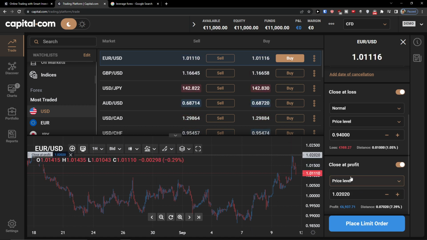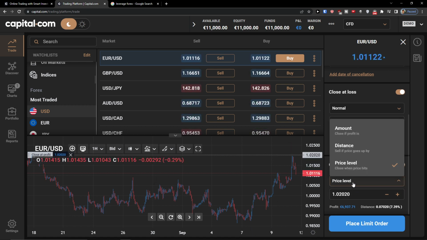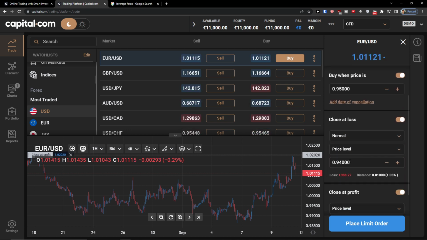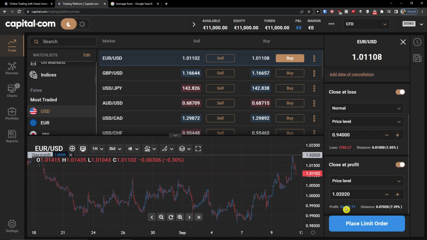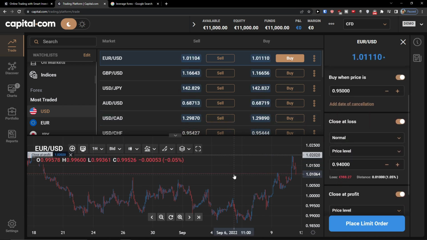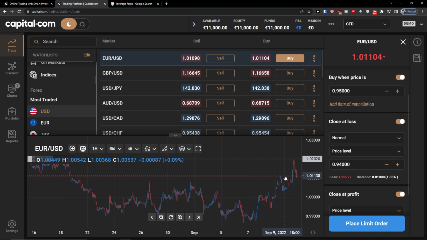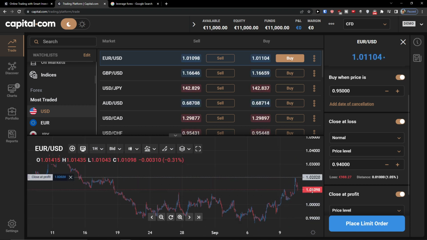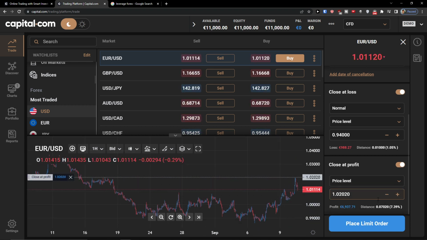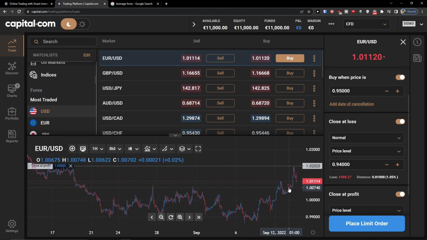And then close at profit. So you can come here to the price level and find that, okay, we want to sell it right here, and we would have profit 6,000, like nearly 7,000 euro. For just what? 0.95 to 1.2. The difference is not that huge, if you imagine. So let's say it was close at profit here, and let's say we're buying on 0.95.